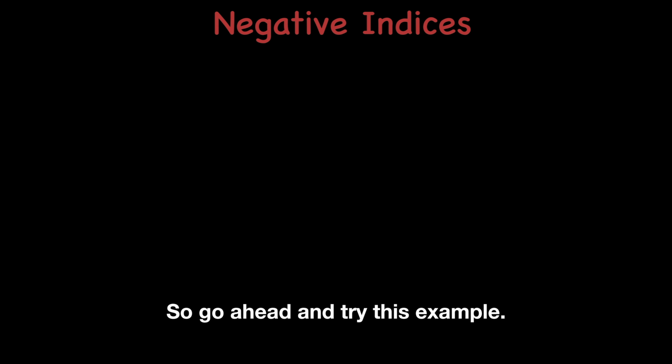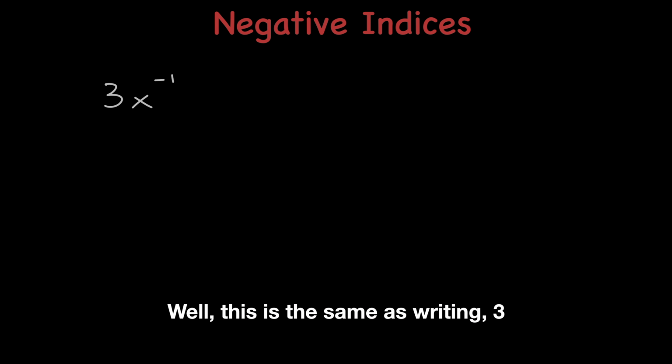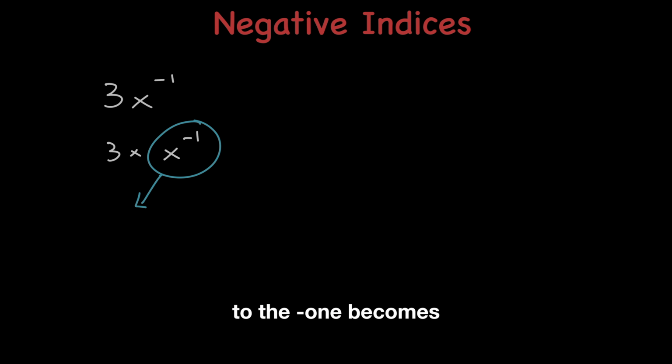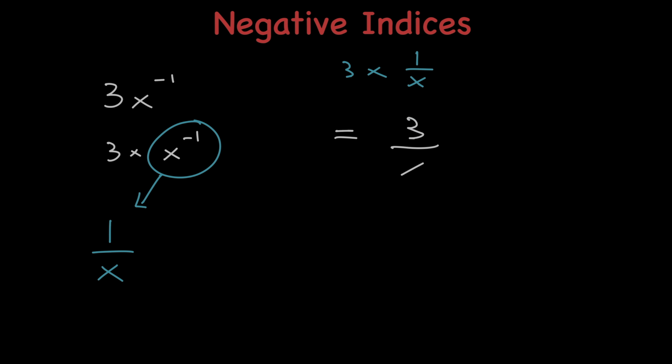So go ahead and try this example. If you had 3x to the power of negative 1, what would that simplify into? Well, this is the same as writing 3 times x to the negative 1. We know that this x to the negative 1 becomes 1 divided by x. And so really, this expression is 3 times 1 over x. And that simply results in 3 divided by x.